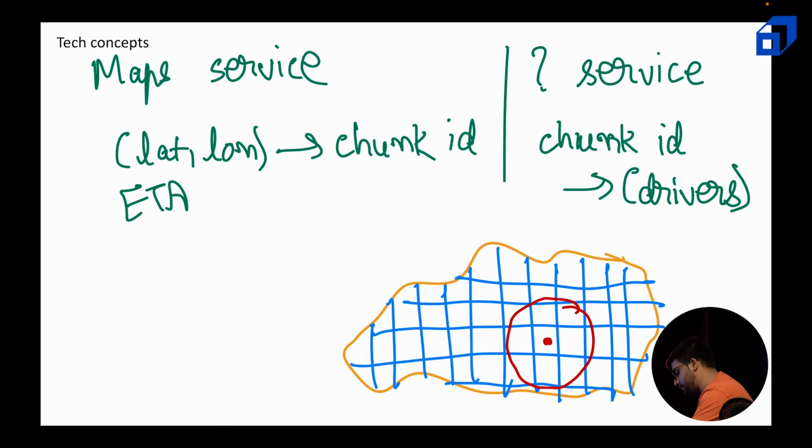Now let's say we found some drivers in the nearby chunks. There is a driver located over here, here, here, here and here. Okay, we found 4 drivers in the nearby chunks based on the radius that we set and the user's location. Now we want to find the ETA, given a start point and an end point: first of all, what is the ETA for the driver to reach the pickup location, and ultimately what is going to be the ETA to reach the destination.